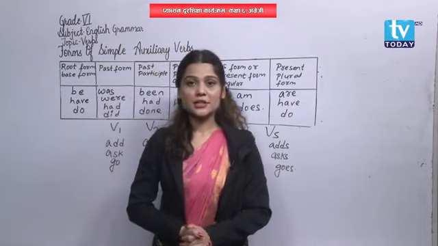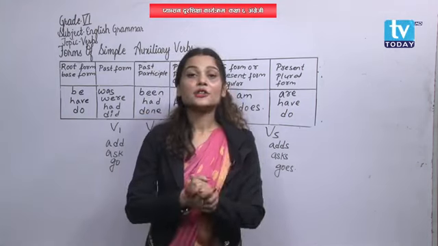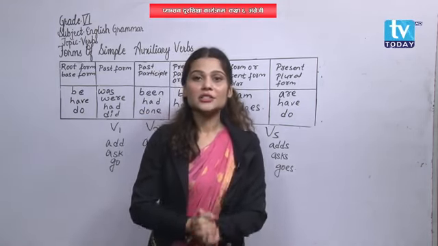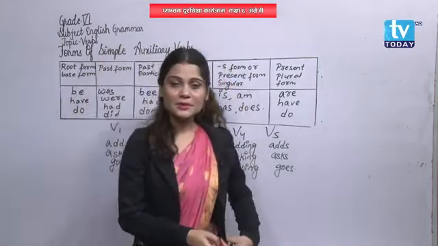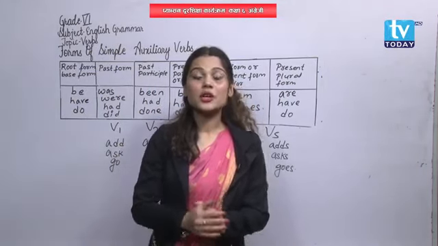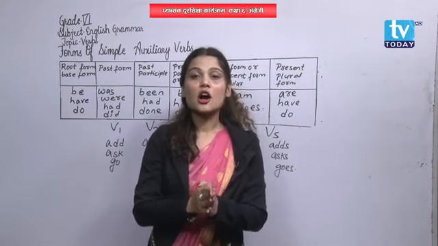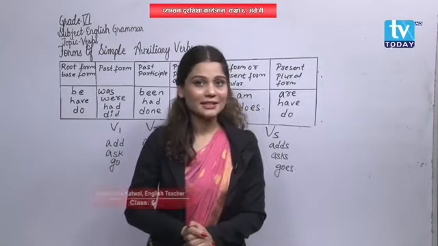So my dear students, today we discussed the verbs. There are two types of verbs: auxiliary verbs and ordinary verbs. Auxiliary verbs include simple auxiliary verbs, and the next one is modal auxiliary verbs. And we discussed ordinary verbs, the functions of modal auxiliary verbs, and a few examples also, right?